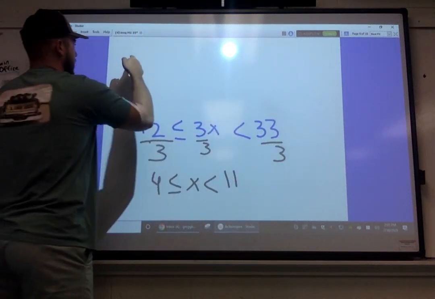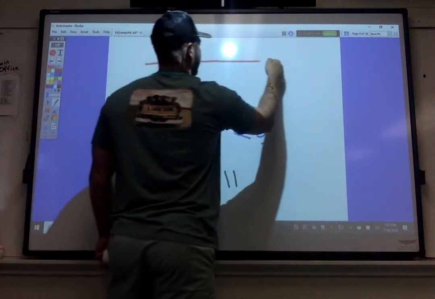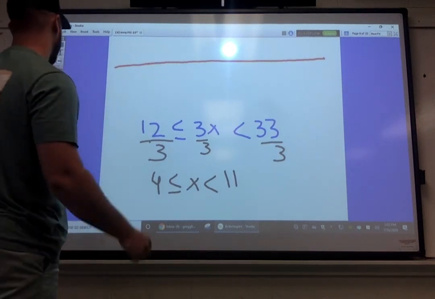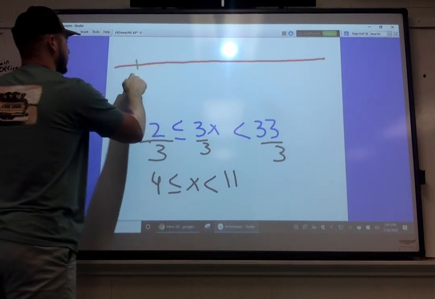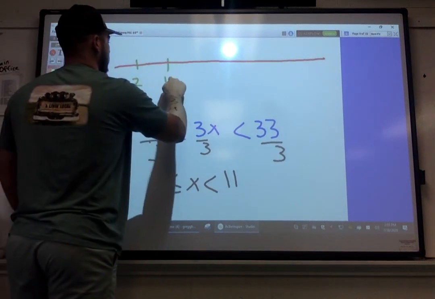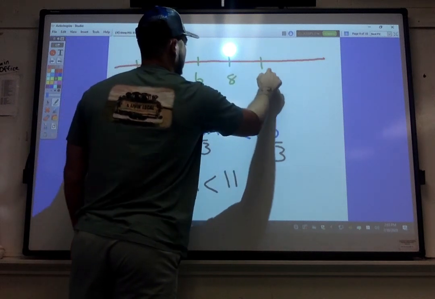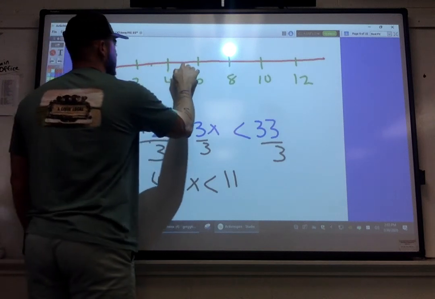We can make our number line. We got 4 and 11. I'm going to go by 2s: 2, 4, 6, 8, 10, 12, right? Obviously, you got the smaller dashes here.